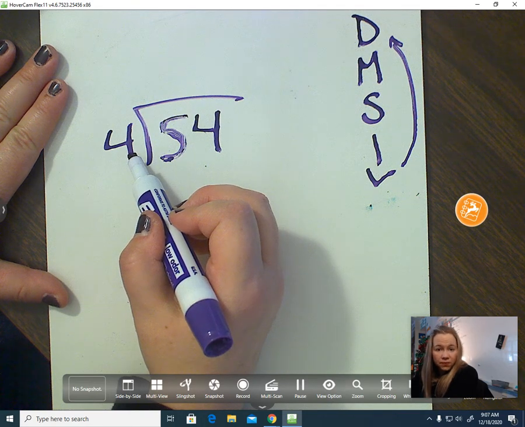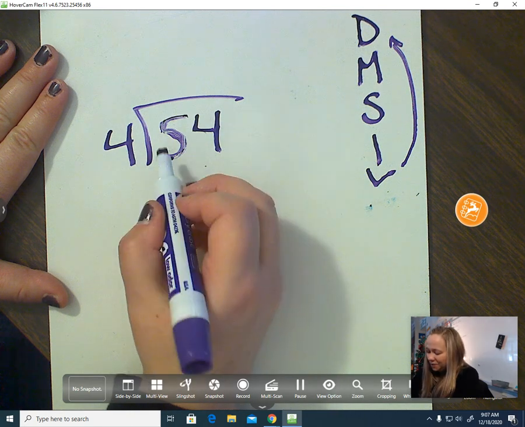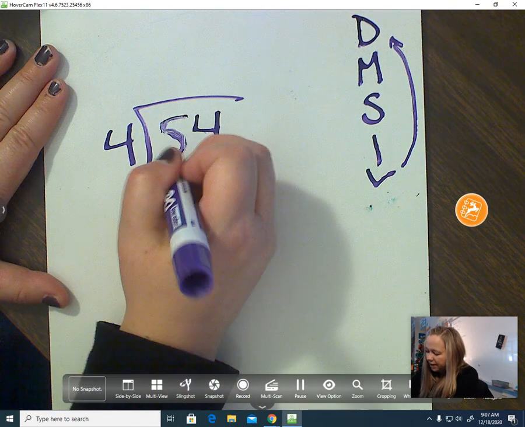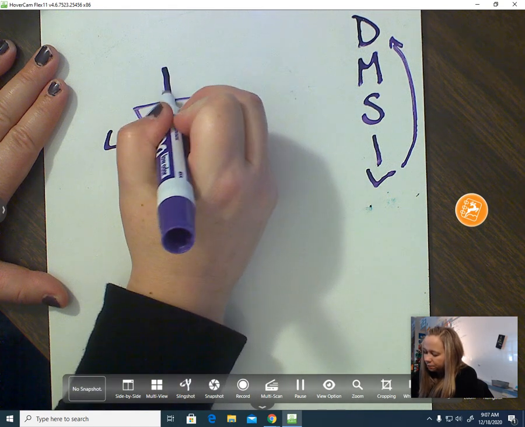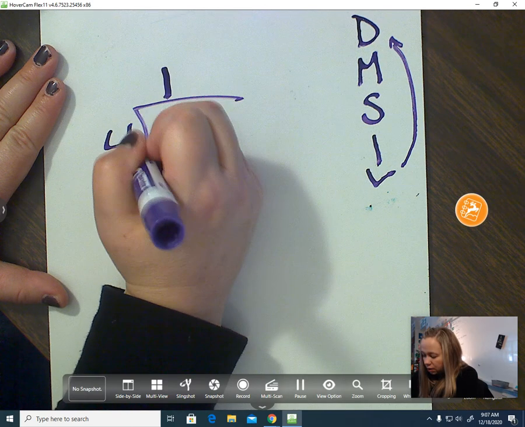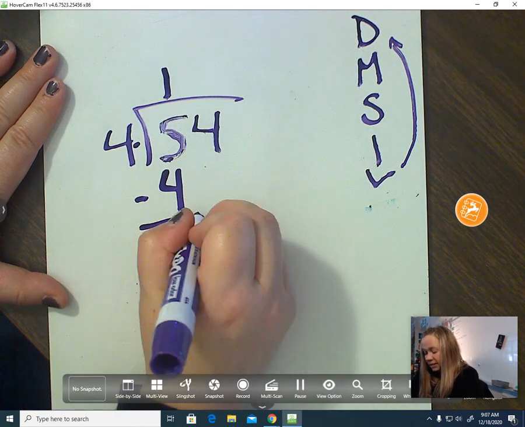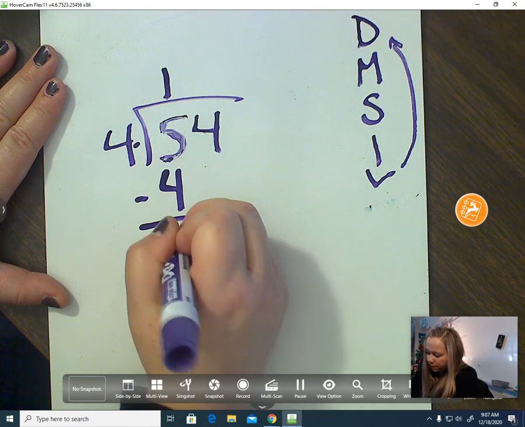Well, 4 times 1 is 4. 4 times 2 is 8. Price is Right rules, you went over. So we have to do it one time. So 5 divided by 4 is 1. Put it up top. Now we're going to swing it down. 1 times 4 is 4. Our next step is to subtract. 5 minus 4 is 1.